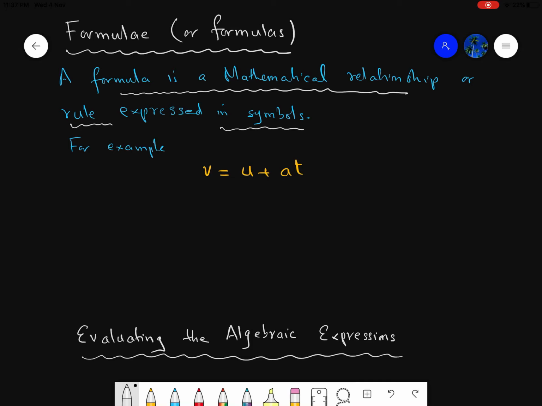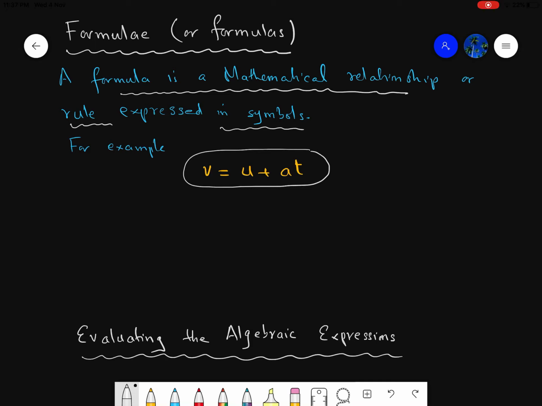For example, V is equal to U plus AT. This is the famous equation of motion. I'm sure you have learned it in your physics as well, where V stands for the final velocity of an object, U is the initial velocity of the object, A stands for acceleration, and T for time.